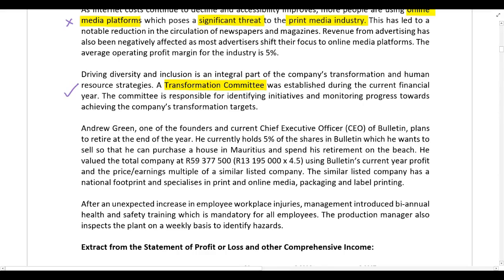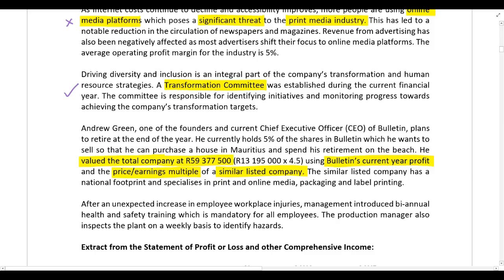Andrew Green, one of the founders and current Chief Executive Officer of Bulletin, plans to retire at the end of the year. He currently holds 5% of the shares in Bulletin, which he wants to sell so that he can purchase a house in Mauritius and spend his retirement on the beach. He valued the total company at 59,377,500 Rand, using Bulletin's current year profit and the price earnings multiple of a similar listed company. The similar listed company has a national footprint and specializes in print and online media, packaging, and label printing.